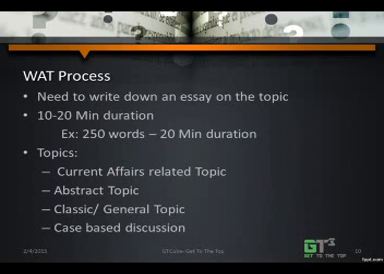Just to give an estimation, I would say 250 words in a 20 minute duration is something you would generally see. If you are asked to write in 10 minutes, it should be around 130 to 150 words. Topics again are similar to what I've discussed in the group discussion. It could be current affairs related, abstract, general topics or classic ones.